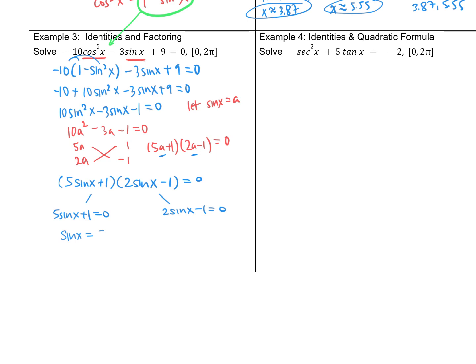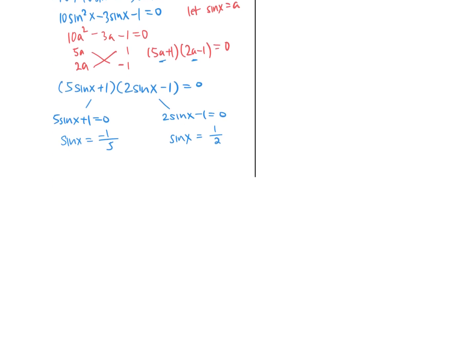Bring the 1 over and divide by 5. Bring the negative 1 over and divide by 2. These are the two equations that we're actually going to solve for here. And we're going to have 2 answers in each, so we'll have 4 in total within this interval. So I'm just going to solve one at a time here.